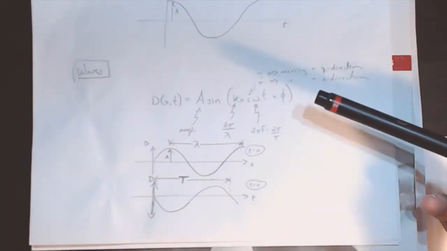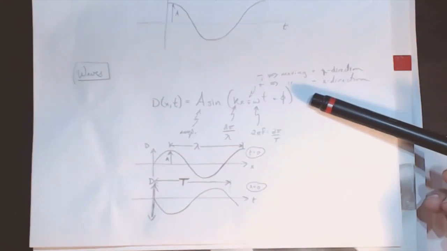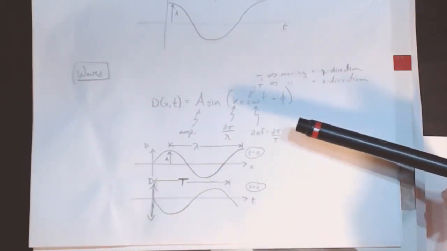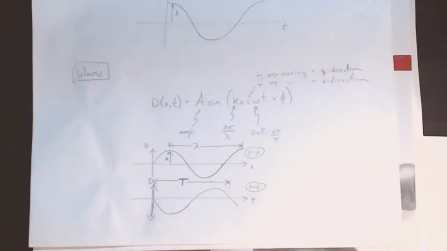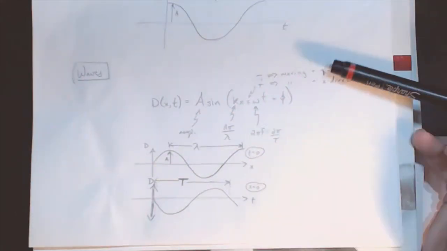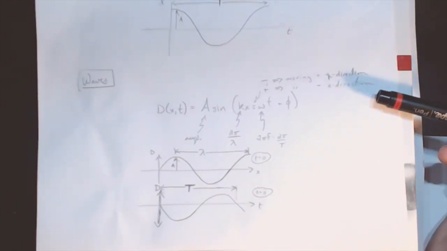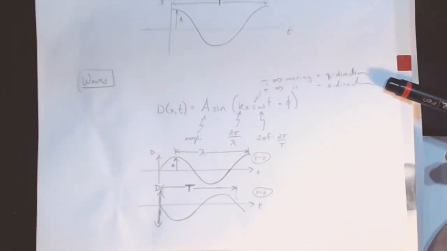Waves are a more complex function. Their displacement is described by a sine of kx plus or minus omega t plus some phase shift. Remember, the minus is if it's traveling in the positive x direction, and the plus is if it's traveling in the negative x direction. So you have the opposite sign there you have to keep track of.